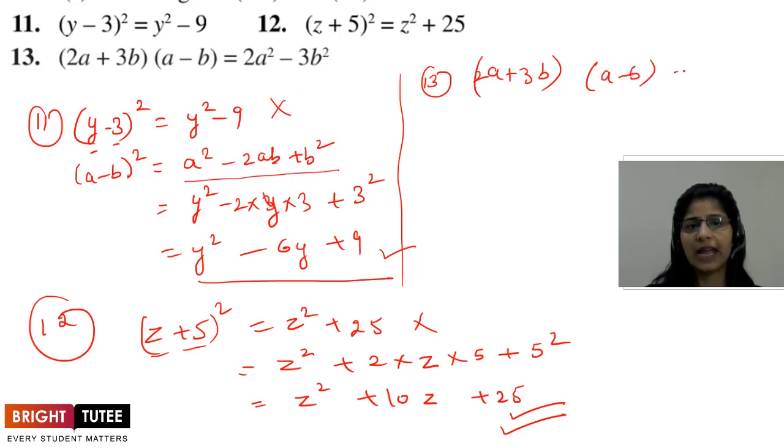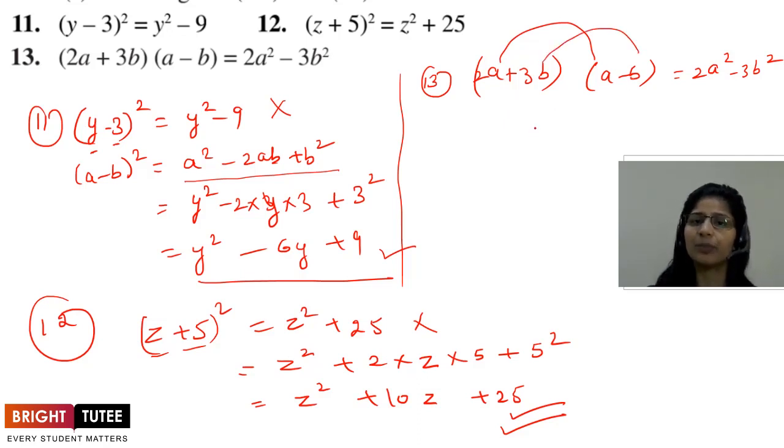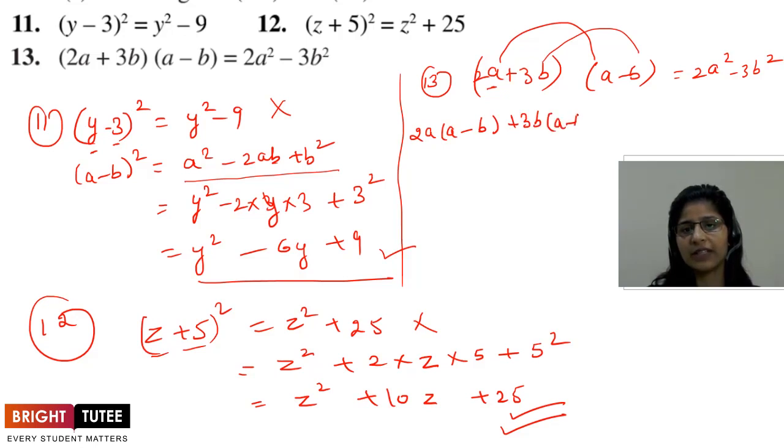So the answer that they have given is 2a square minus 3b square. What they have done, they have multiplied 2a with a, but they have not multiplied 2a with b, right? Also they have multiplied 3b with b only. Does that happen, that the first term gets multiplied with first and second gets multiplied with second? No, we have to multiply each term of the first binomial with all the terms of the second binomial, like 2a will get multiplied with a minus b, then 3b will also get multiplied with a minus b.